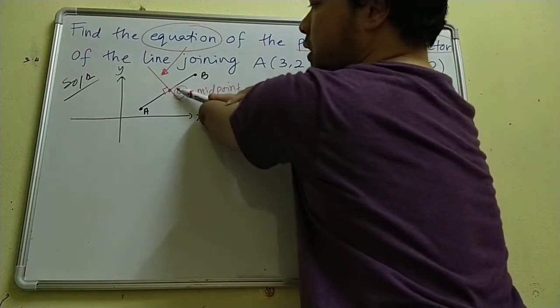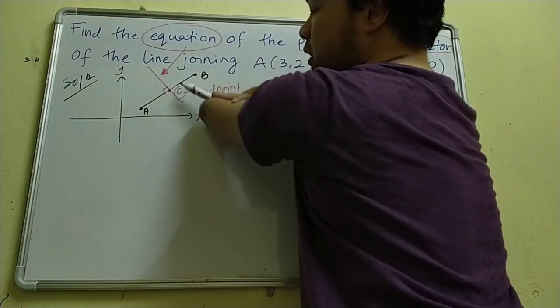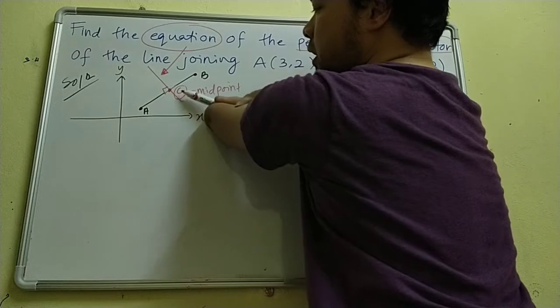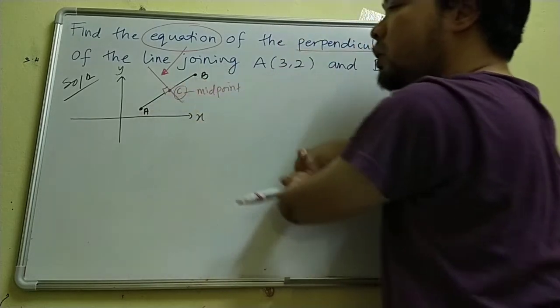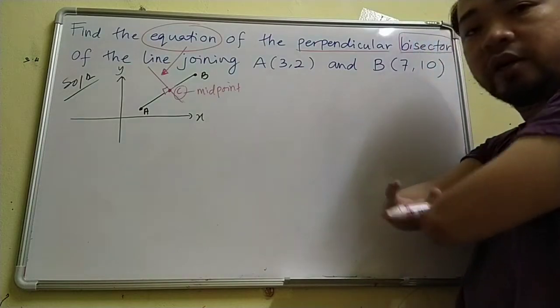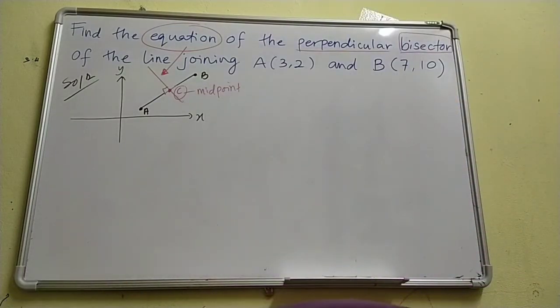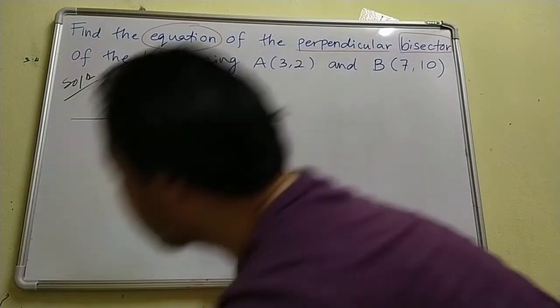How to know it is right or wrong? It must be 90 degrees and it must cross exactly at the midpoint between the points A and B. Okay, now let's start answering this question.